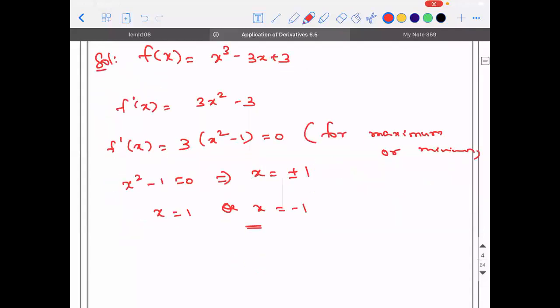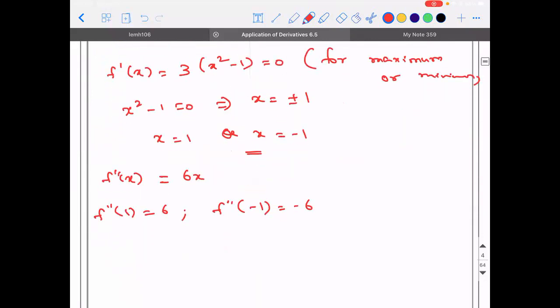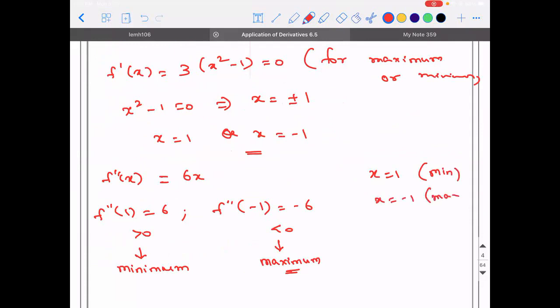Now, what are we supposed to do? They are asking us to find which point is maximum and which point is minimum. So f double dash of x is equal to 6x. So what is f double dash of 1? It is 6. F double dash of minus 1 is minus 6. So this is greater than 0, this is less than 0. This will be the point of minimum, and this will be the point of maximum. So x equal to 1 is minimum, x equal to minus 1 is maximum.